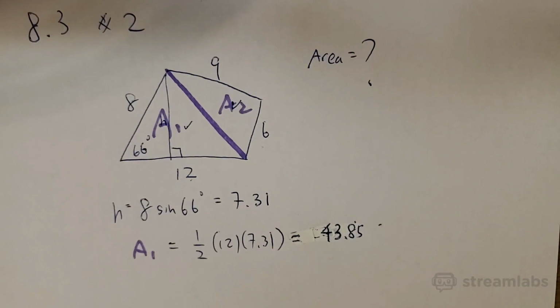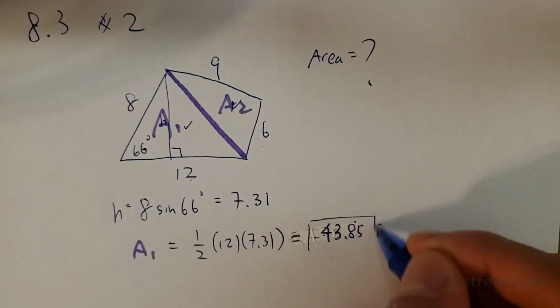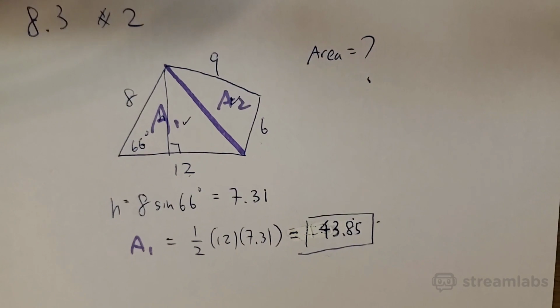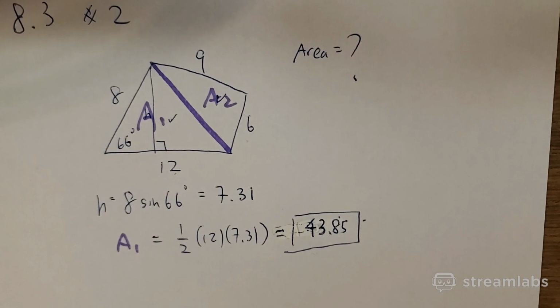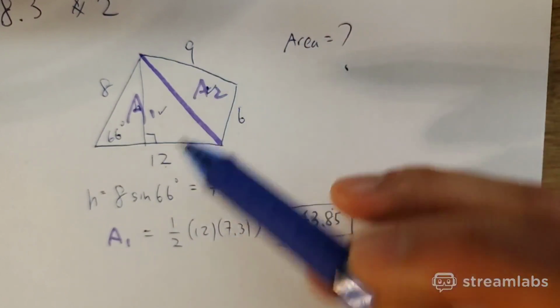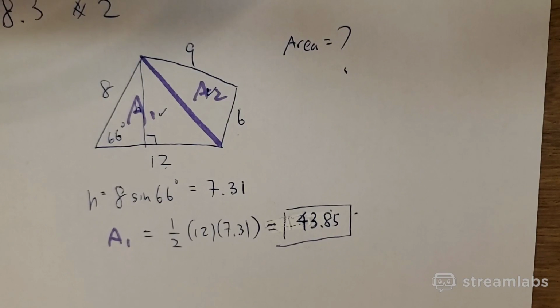Okay, 43.85. That's the first area. Yeah, if you multiply it out. All right, so that's that part. Now the problem is that we need to find this area, area 2.